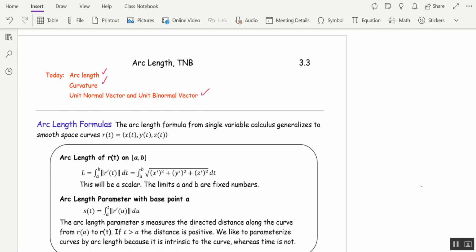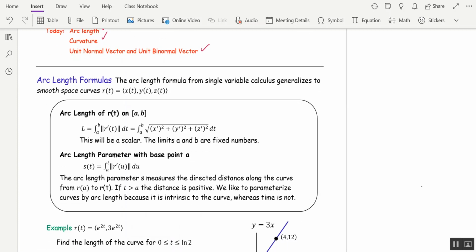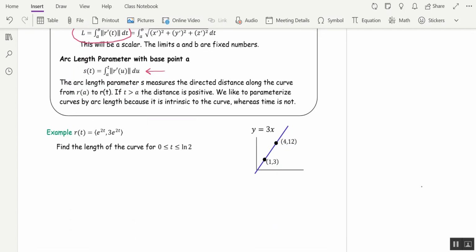So in this box here, I've got two formulas, arc length and arc length parameter with base point A. We're going to be using this formula. I like just writing the length of r prime of t, but you could do this too. This just spells it out. And then the arc length parameter with base point A, the second formula, you use to reparameterize a curve in terms of arc length. There are many reasons you'd want to do that. Arc length is an intrinsic property of a curve, whereas t, if you think of t as time, is not intrinsic.